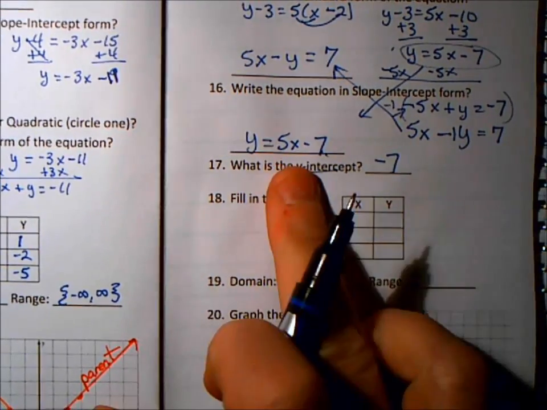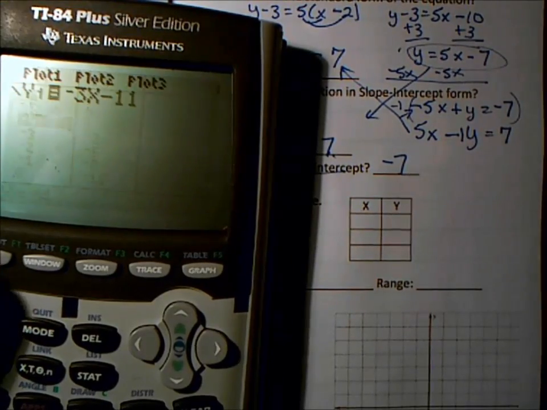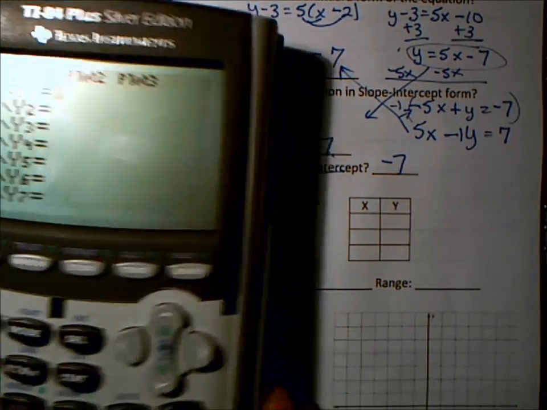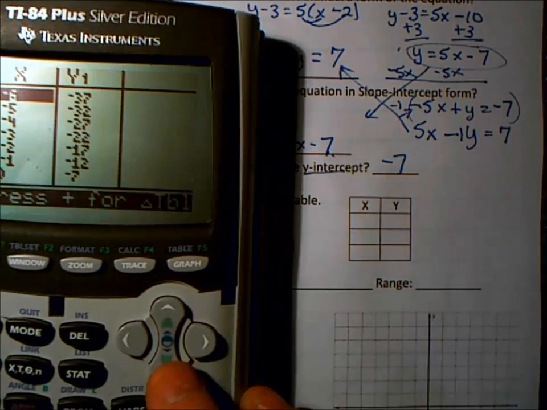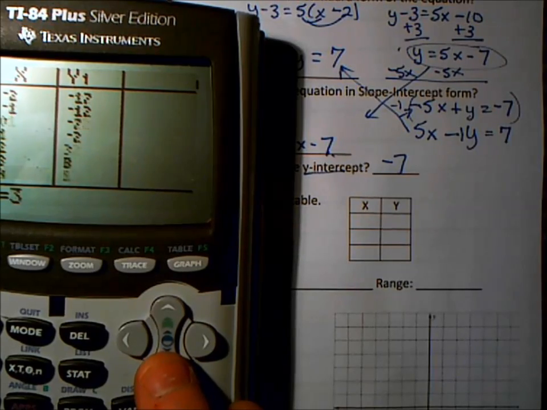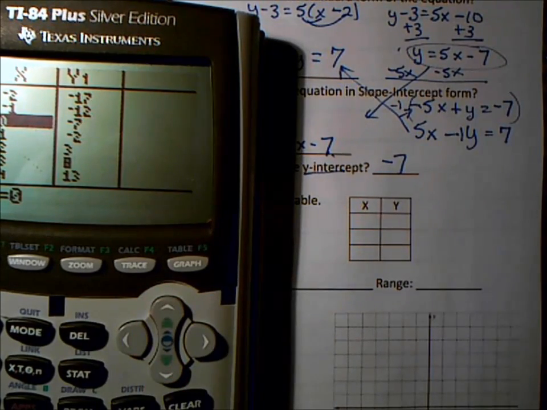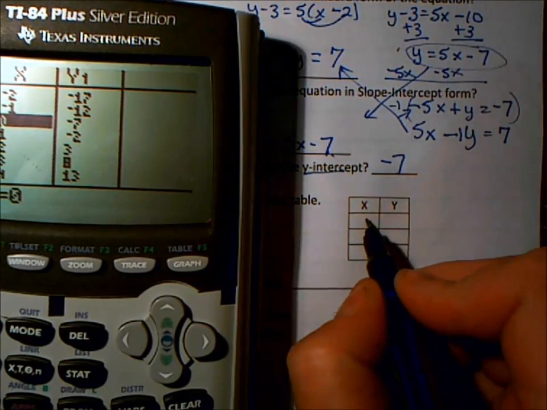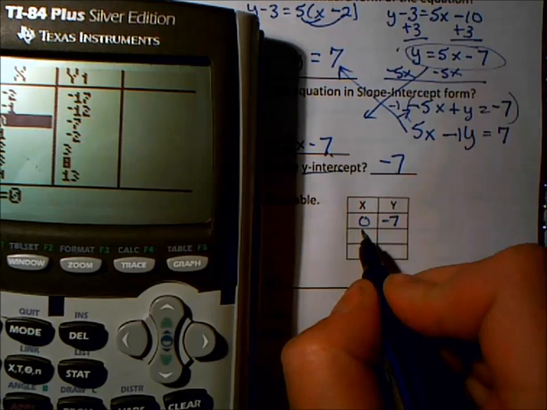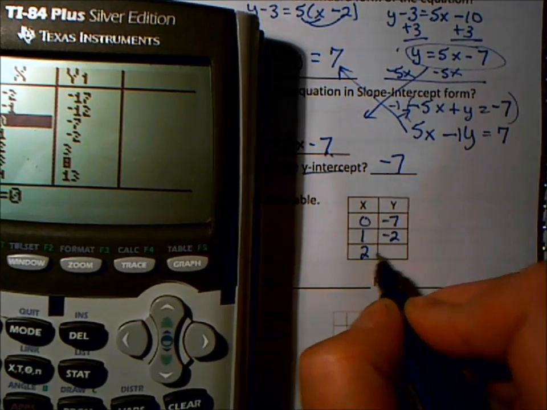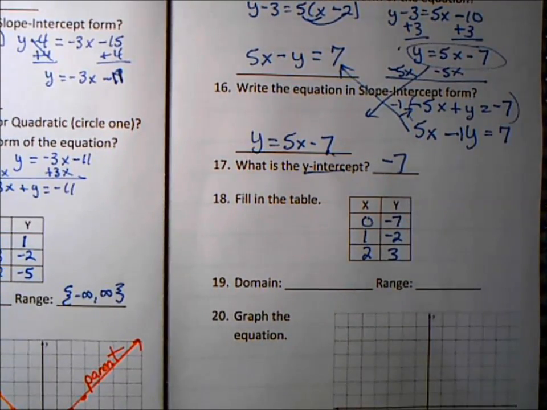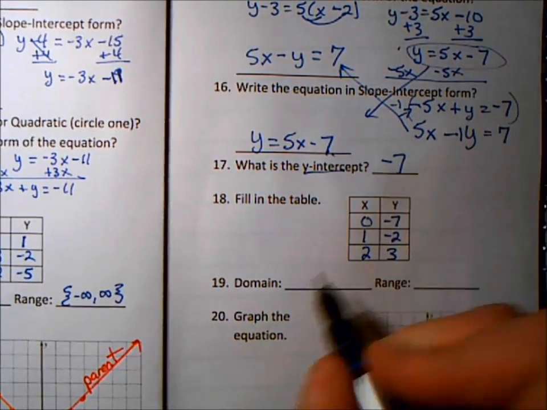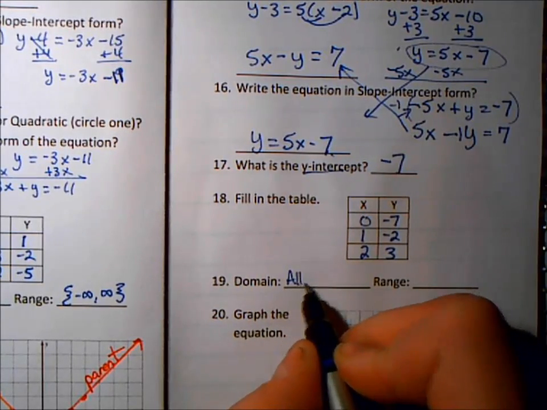What would I fill in the table? So I'm going to type that in my calculator. Clear that out. I'm going to put in 5x minus 7. I'm going to go to the table and I want to pick the small numbers. I think I might be able to get 7. 1, 2, 3, 4, 5, 6, 7. 7's on the very bottom, so I'm going to do 0, negative 7, 1, negative 2, and 2, 3. Alright, my domain and range I'm going to say is all real numbers.